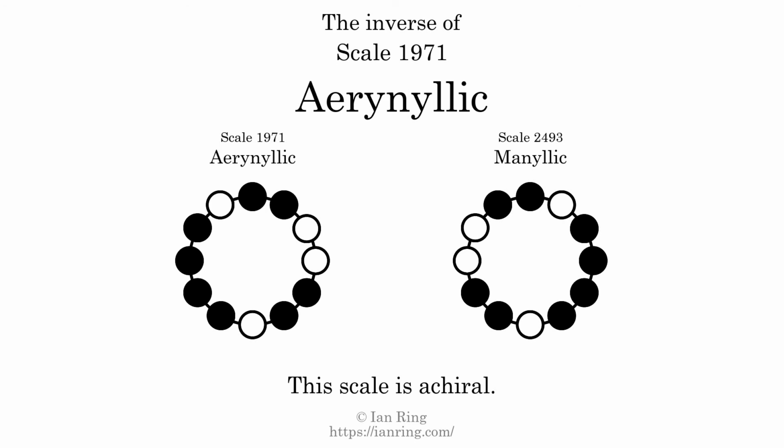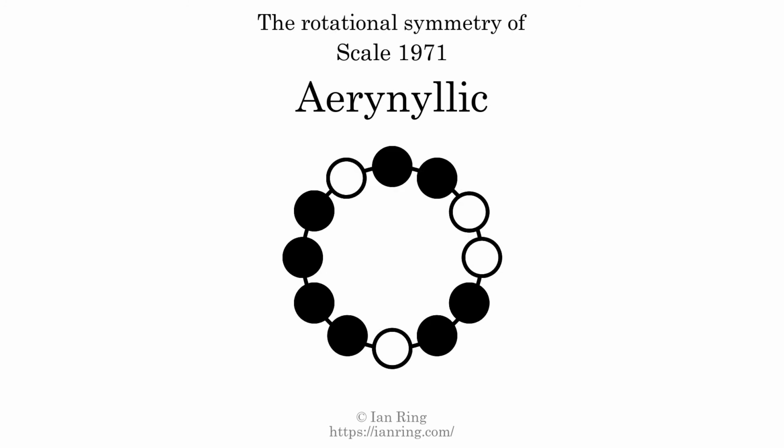The inverse of a scale is a mirror image. It is what you get when the sequence of intervals is reversed. The inverse of this scale is scale 2493, also known as Aerynyllic. This scale is achiral, since it can transform into its own reflection by a rotational transformation. This scale has no rotational symmetry.